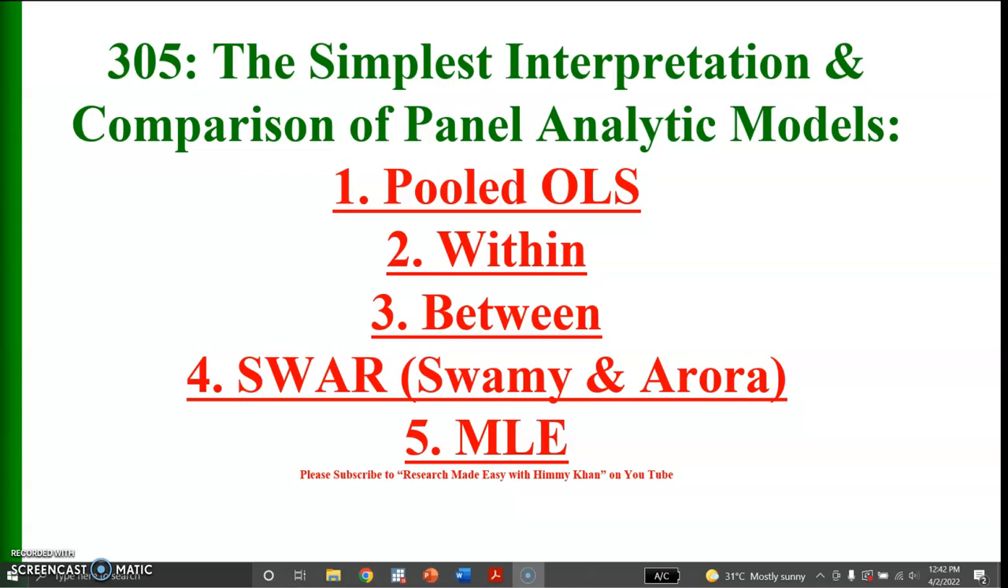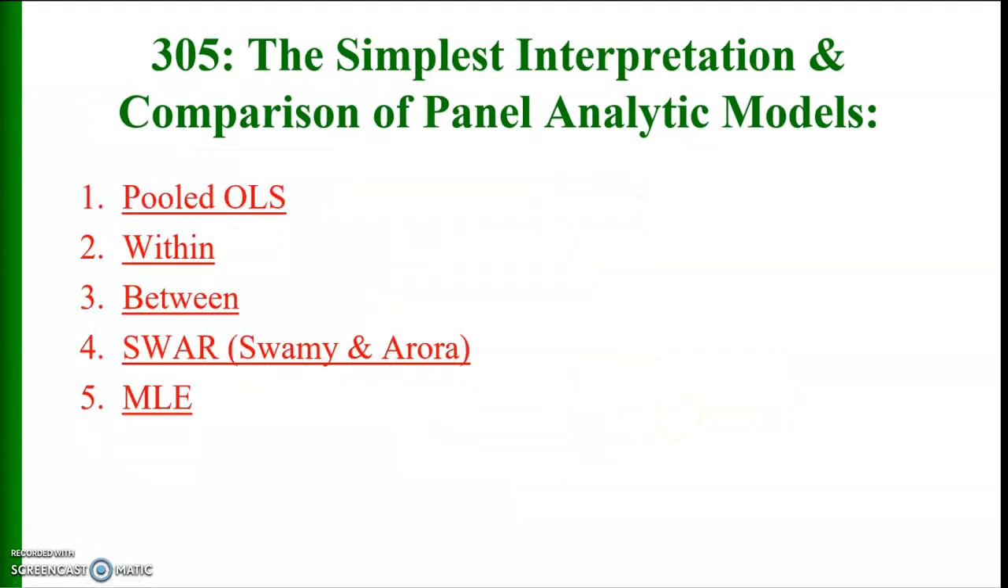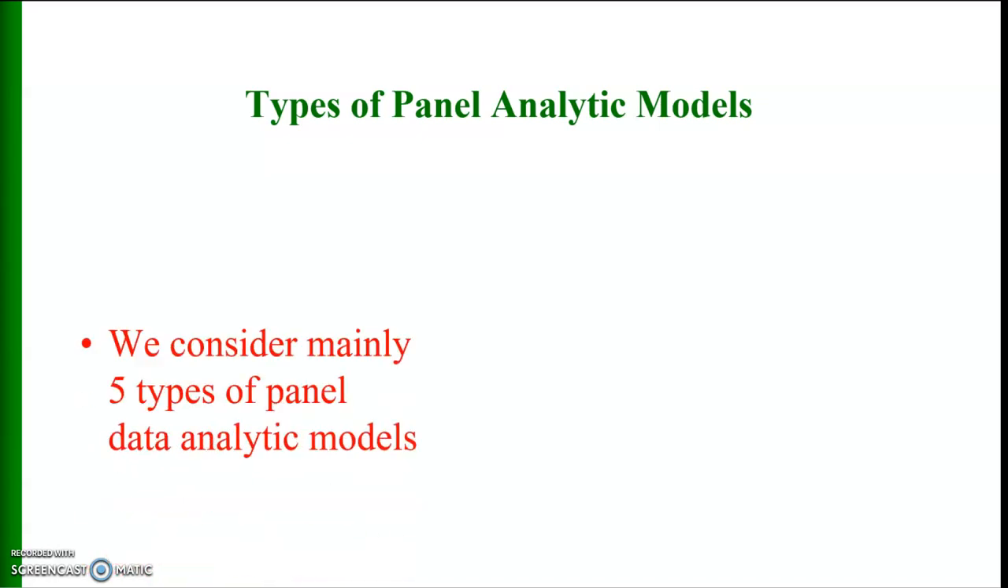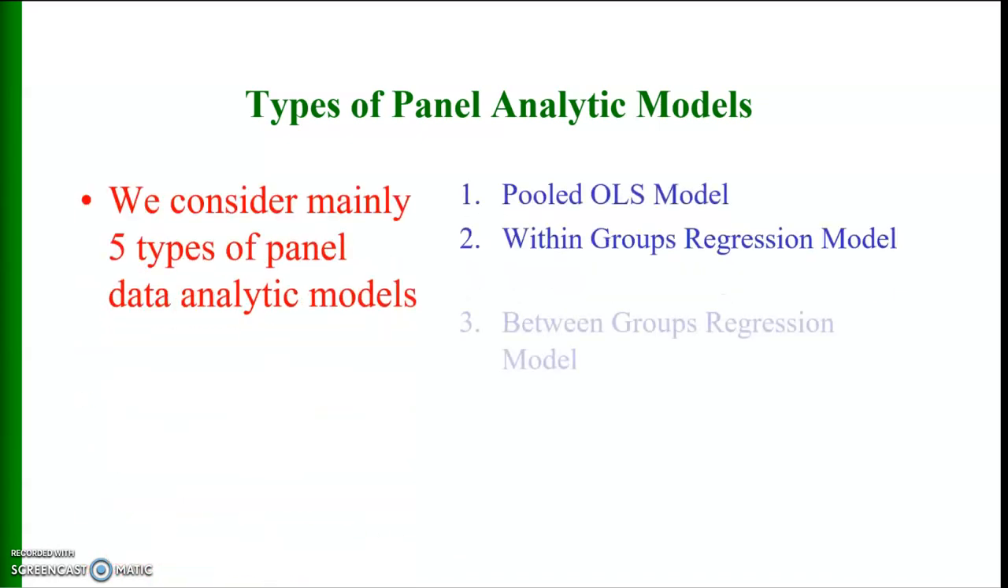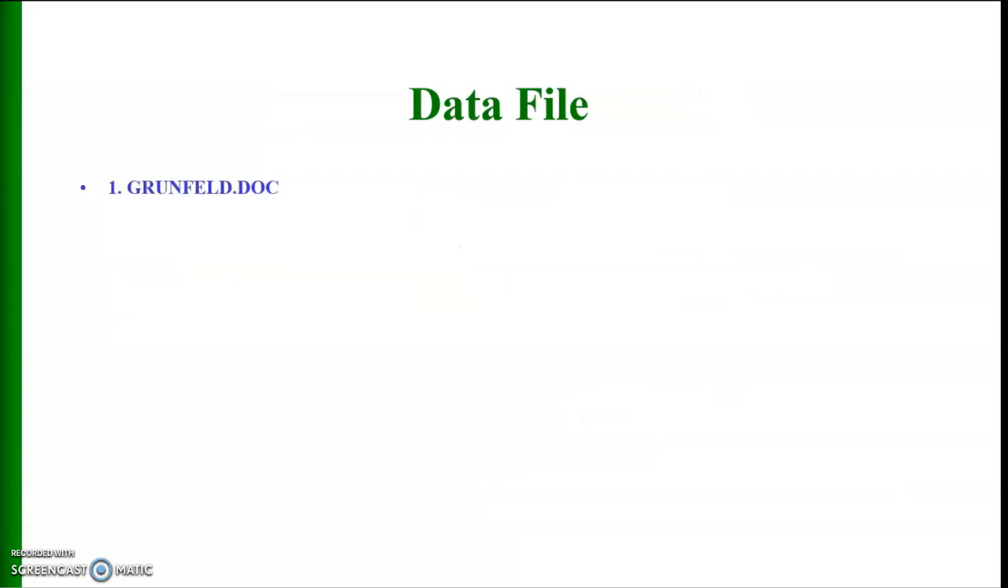In this video, I am going to compare the results of 5 different types of panel analytic models. These analytic models will include pooled OLS, within regression, between groups regression, SWAR, that is Swamy and Arora estimator, and maximum likelihood estimates. So these are the 5 models that I'll be discussing. Again, this is some verbal explanation. Now let me show you.